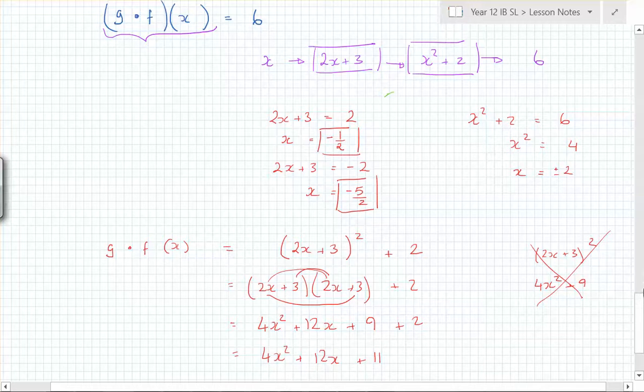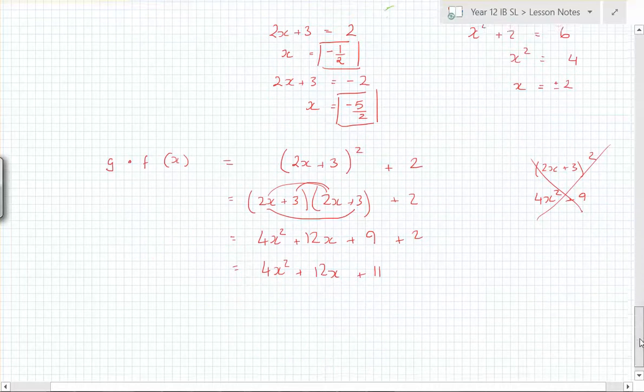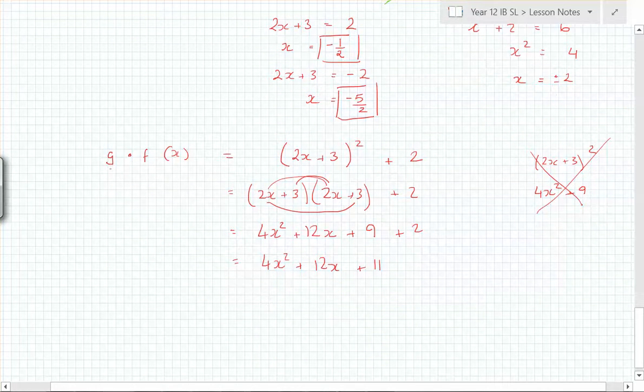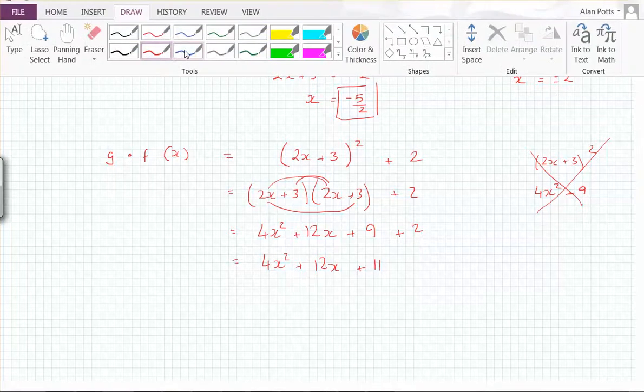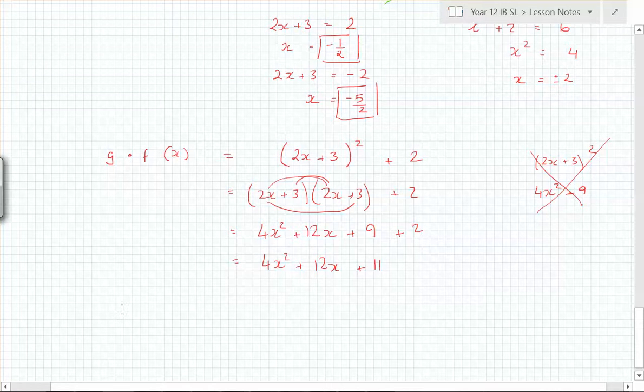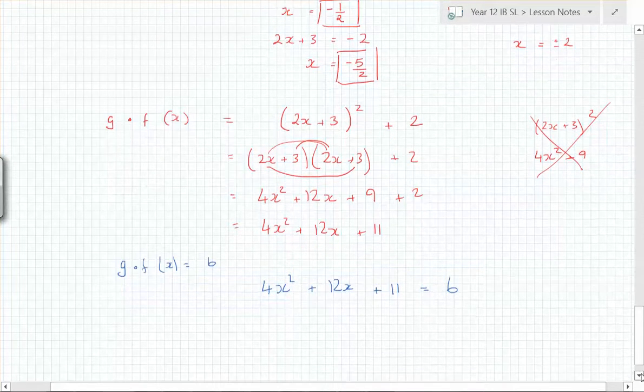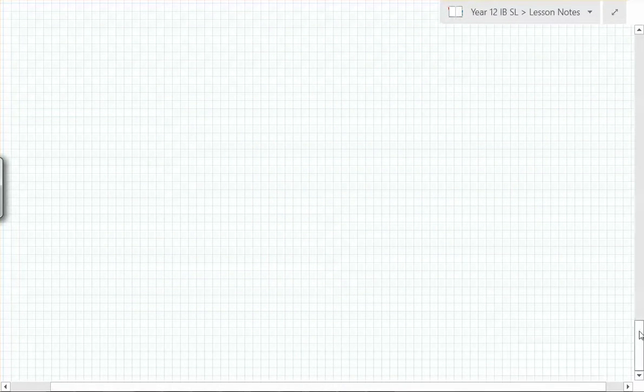Right? Now you might say, well, that's not any easier. If I wanted to do g of f of x equals 6, I would have to do 4x squared plus 12x plus 11 equals 6. So out of interest, if I was going to do g of f of x equals 6, therefore 4x squared plus 12x plus 11 equals 6, what would you guys do to then solve that?